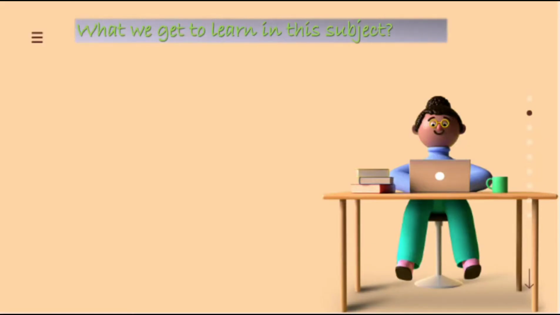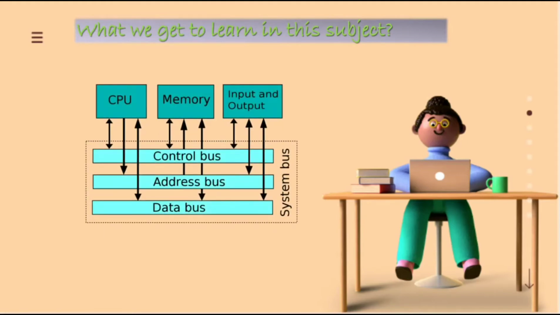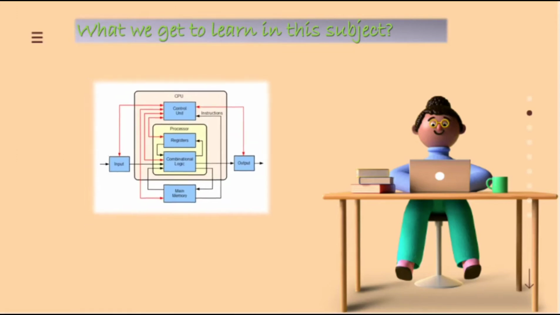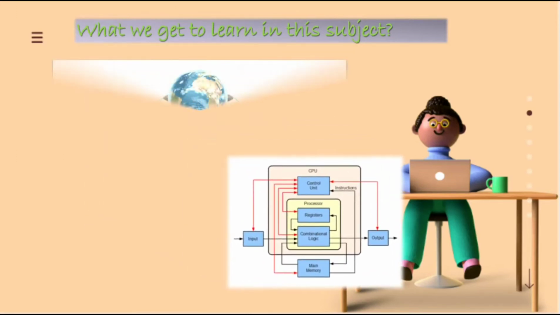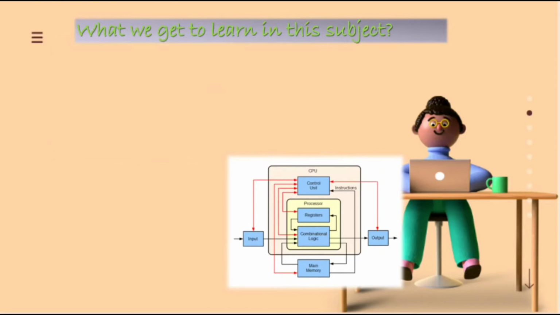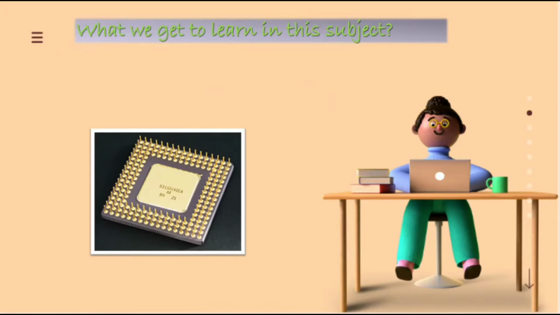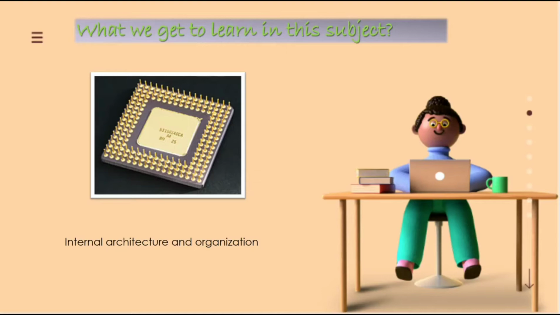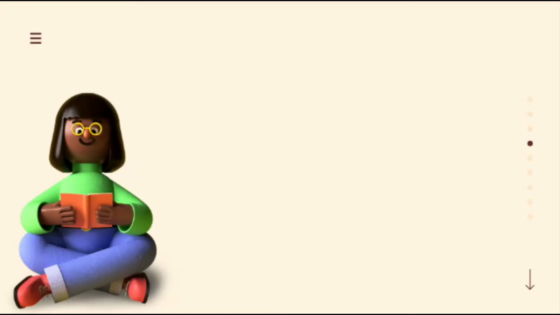What do we get to learn in this subject? The overview of computer organization and architecture, examining the major components of a computer and their interconnections with each other, as well as the outside world. There is one more key topic which the subject stays focused on, and that is the processor. We get to learn the internal architecture and organization of the processor. So that should be enough for the introduction of this subject.